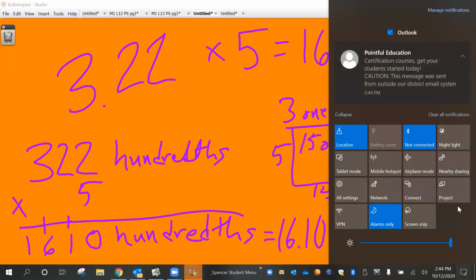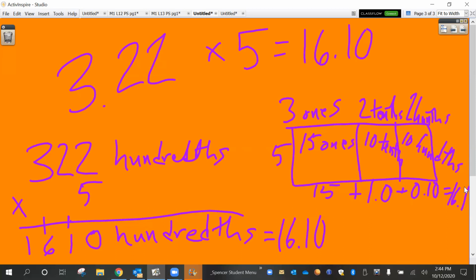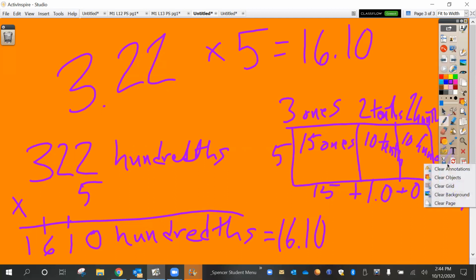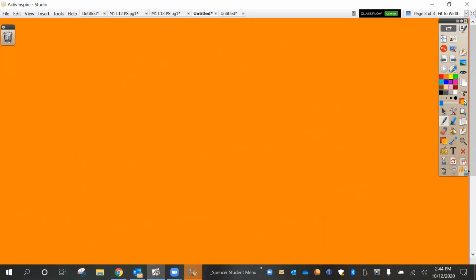Whoops, sorry about that. Get out of here. So yeah, same answer. Last one, we're going to practice one more, and then we are going to go to our problem set. Great job. And this time I'm going to go to black because I did not like that purple. All right.